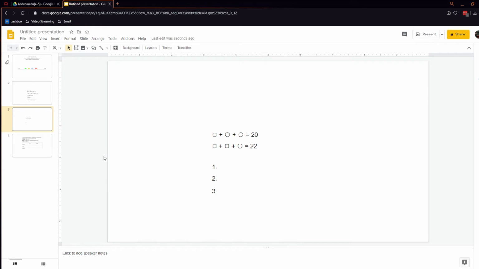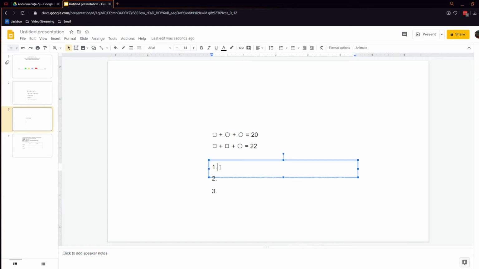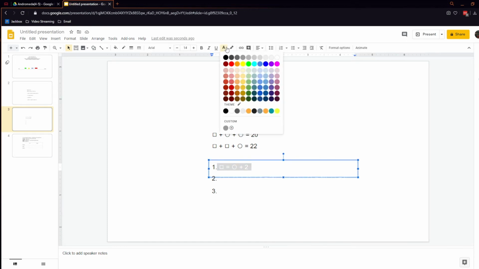However, changing one of those circles to a square increases the value by 2, which means that a square is worth a circle plus 2.